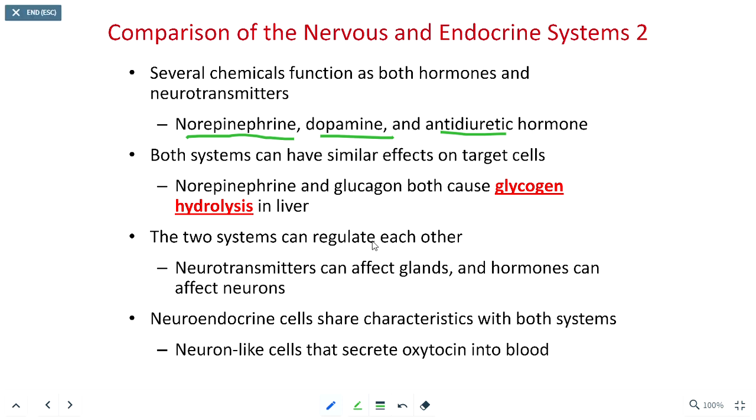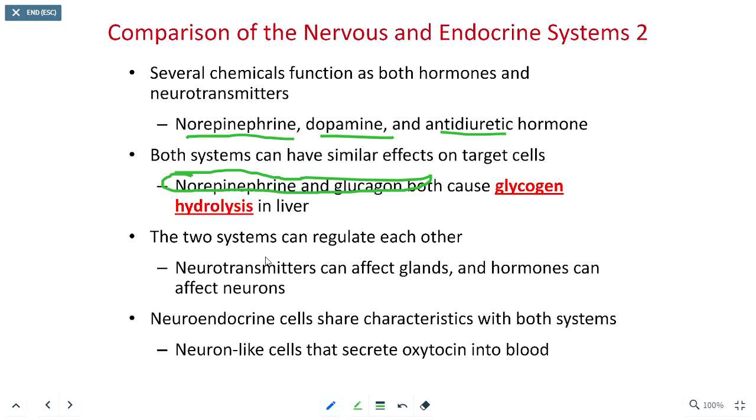We also are going to find that the same organ system, or these different organ systems, the endocrine versus the nervous system, can have a similar effect on target cells. They can do the same kind of thing to the same kind of tissue. For example, norepinephrine and glucagon, one's a neurotransmitter, one's a hormone. They can both cause glycogen hydrolysis in the liver.